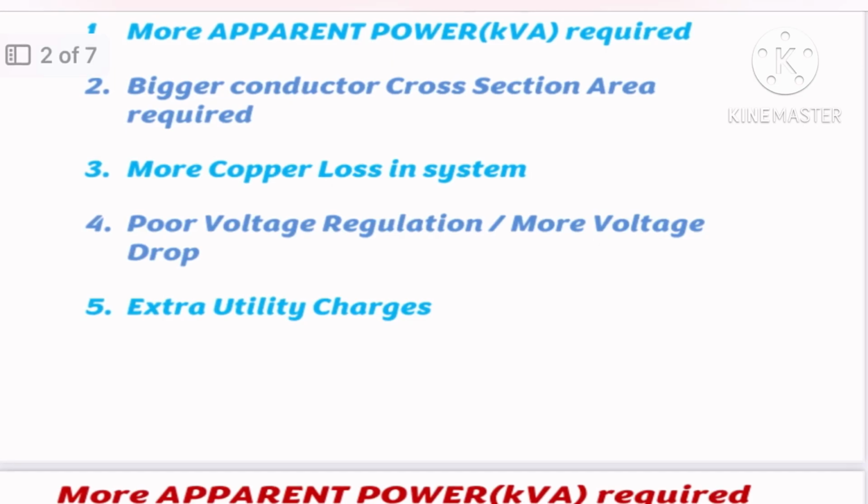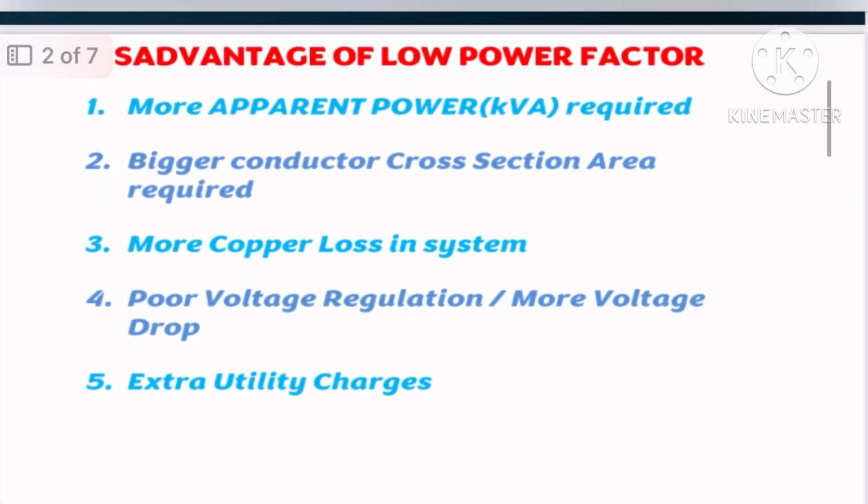Here I listed some of the disadvantages of poor power factor. First, more apparent power is required due to poor power factor. We need a bigger cross-section area of cable. We have more copper losses, and we have poor voltage regulation. And we have to pay an extra, higher utility bill due to poor power factor. We will discuss each point in detail. So let's start.